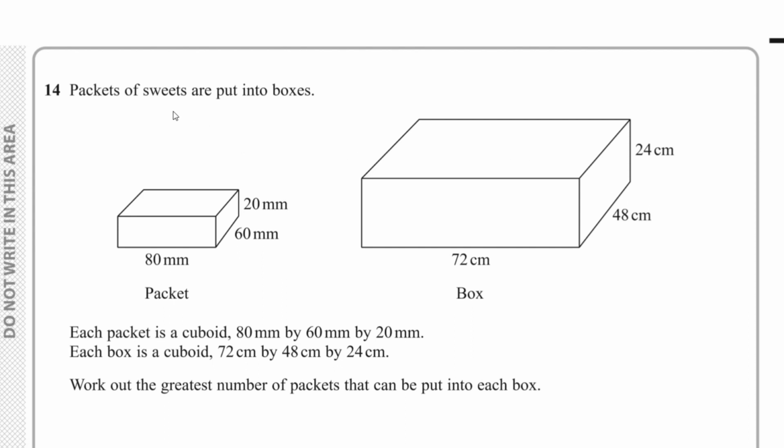Question number 14. Packets of sweets are put into boxes. Each packet is a cuboid 80 mm by 60 mm by 20 mm. Each box is a cuboid 72 cm by 48 cm by 24 cm. We have to work out the greatest number of packets that can be put into each box. To find that out, we need to work out the volume of the box and the volume of the packet. Dividing the volume of the box by the volume of the packet will tell us the greatest number of packets that can be put into each box. Now here we've got units of millimeters, and here we've got units of centimeters. We need to make the units the same.